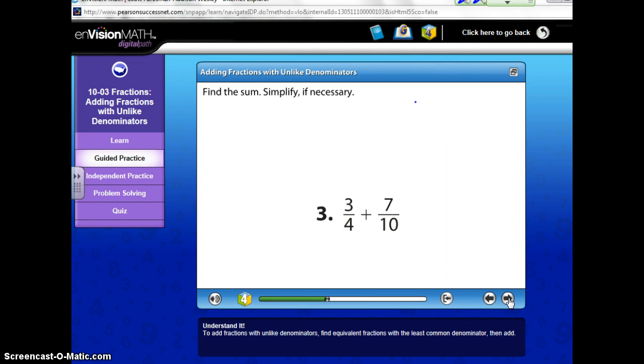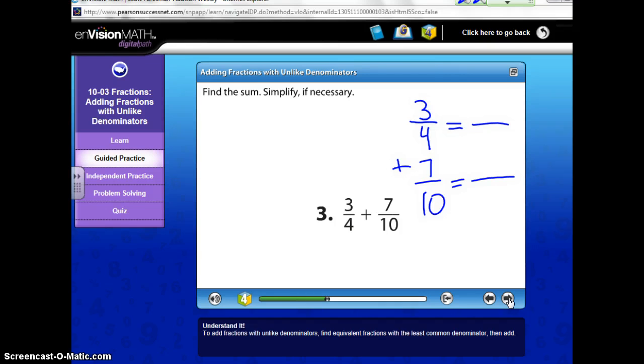Okay, help me out. I have 3/4 added on to 7/10. So, I have a 4 and a 10. What would be a good common denominator? I want to find the lowest one possible. 40 will work, but there's one even smaller.